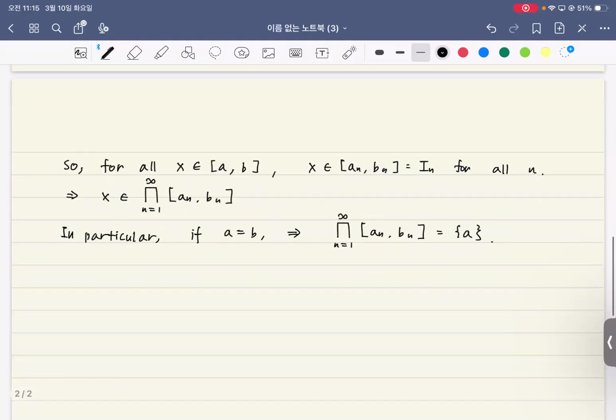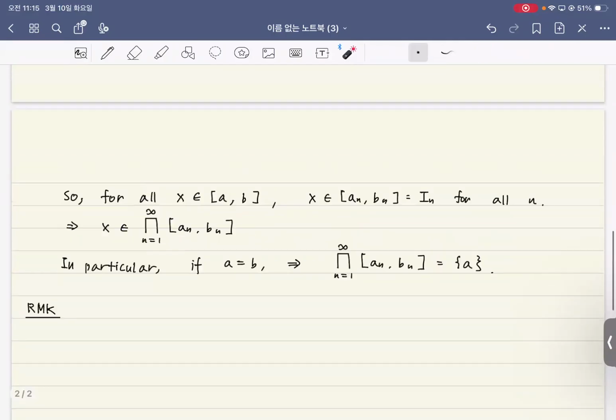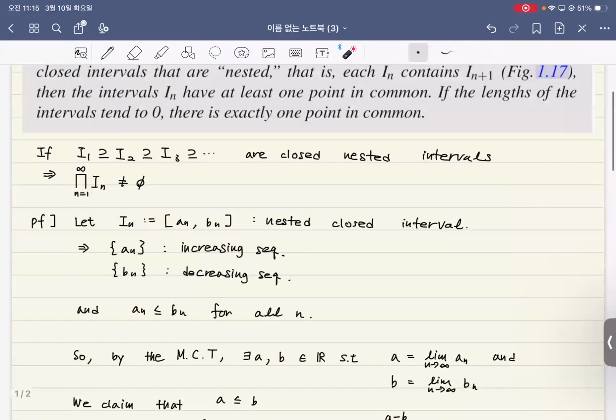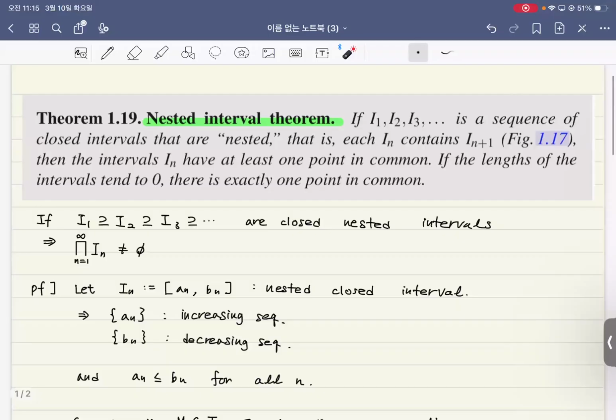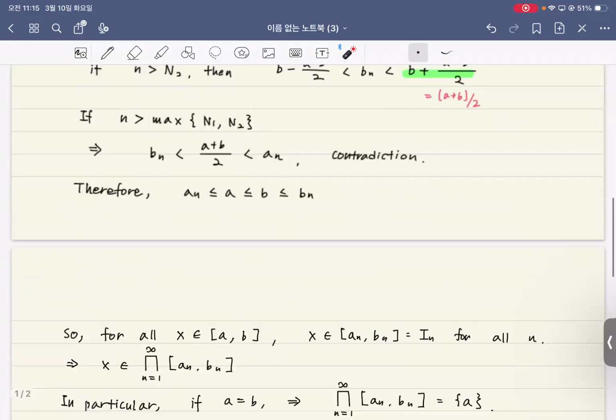I want to emphasize this. Let me go back to the statement. At the very beginning, we assumed that each of these intervals must be closed. So if your intervals are not closed, then even if your intervals are nested, this infinite intersection could be an empty set. Can I find such an example? Yes, we have this.